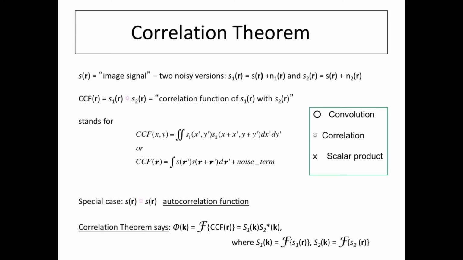Just want to draw your attention to this here. The special case is where you have a cross correlation of an image with itself. That's called the autocorrelation function, and that has very, very interesting properties that are useful.